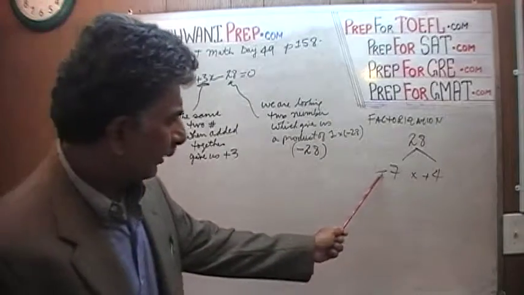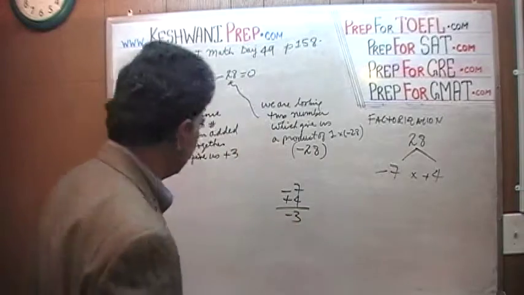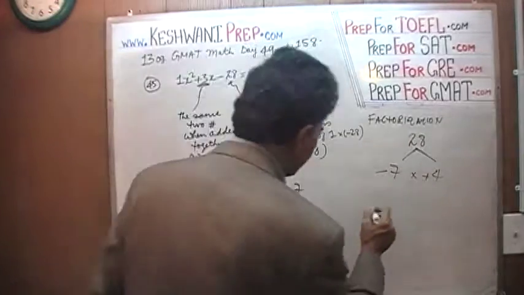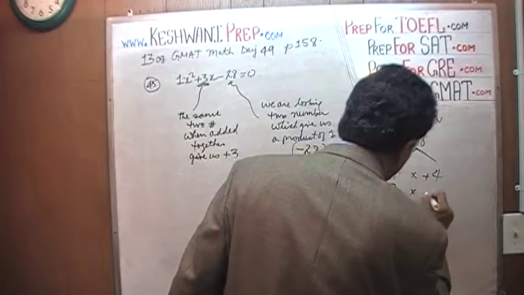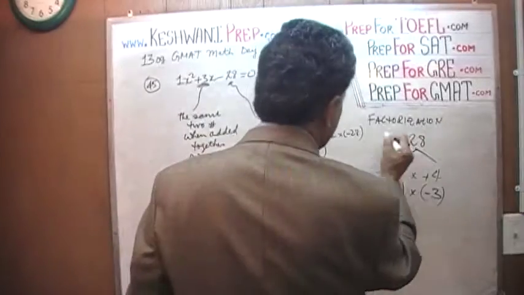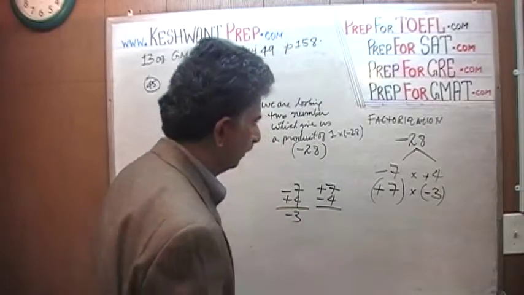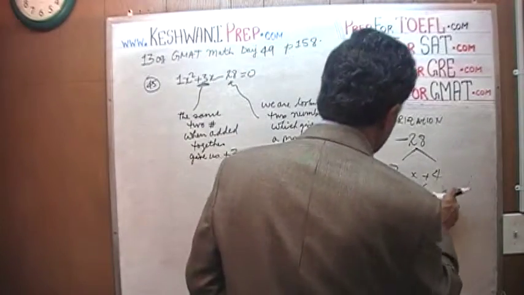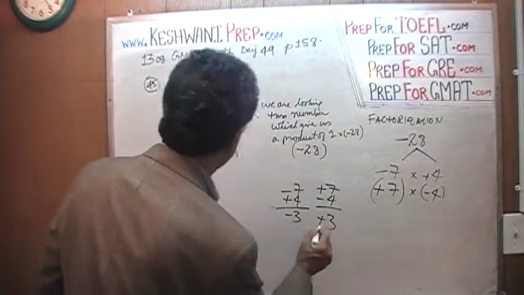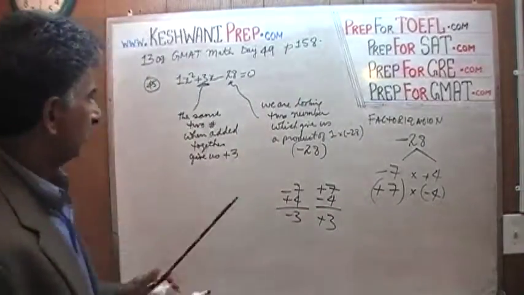Now the problem is, if we work with negative 7 and a positive 4, when you add them, you get a negative 3. We don't need a negative 3, we need a positive 3. The sum has to be positive 3. So that's not what we're looking for. What we're looking for is positive 7 times a negative 4. A positive 7 times negative 4 gives us the product of negative 28, and a positive 7 and a negative 4 gives us the sum of positive 3. That's it. We found our factors. Our factors are positive 7 and a negative 4. We're going to put them in there.